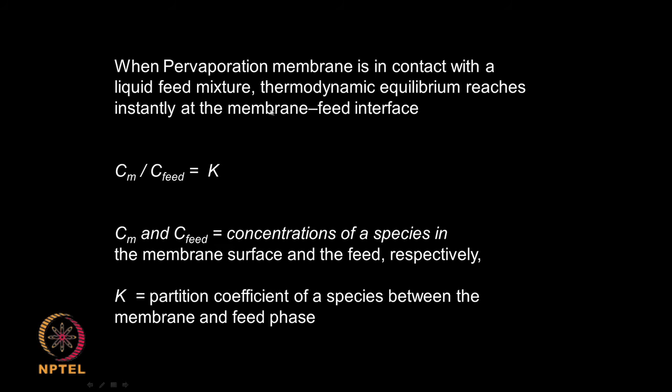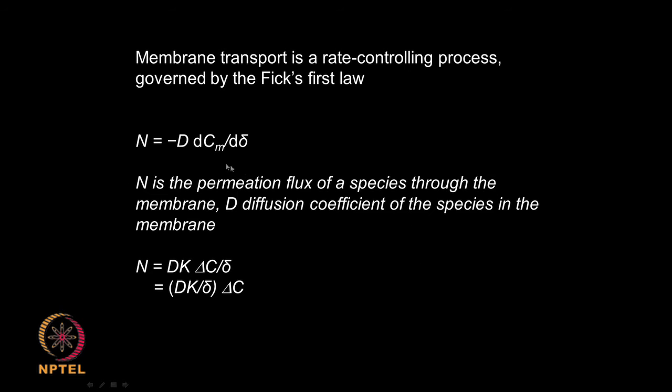Okay. Now, pervaporation, as I said, you have a liquid feed mixture, which is in thermodynamic equilibrium with the membrane mixture actually. So, we have K, the partition coefficient, equal to Cm by C feed. Cm is the concentration of the species on the membrane surface, C feed is the concentration of the species in the feed solution. So, that gives you the partition coefficient. Okay. So, by selecting suitable membranes we can achieve very high partition coefficients, and then membrane transport, that is transport of the solute through the membrane, is by Fick's law of diffusion.